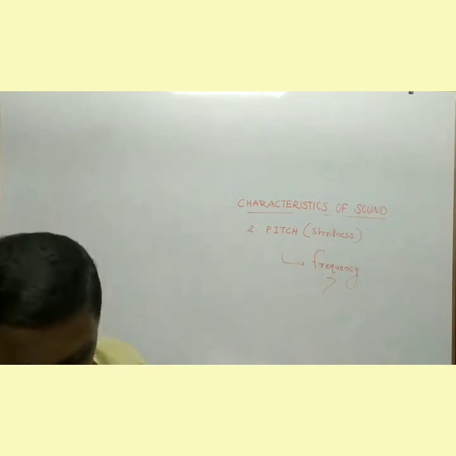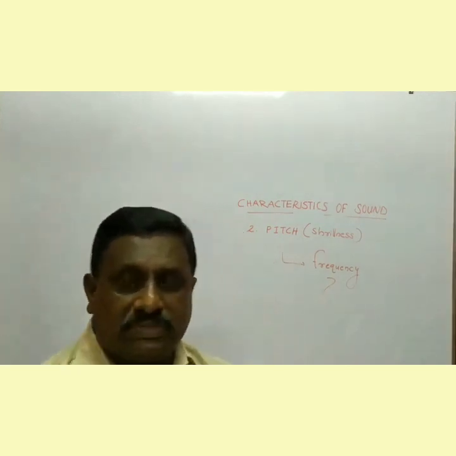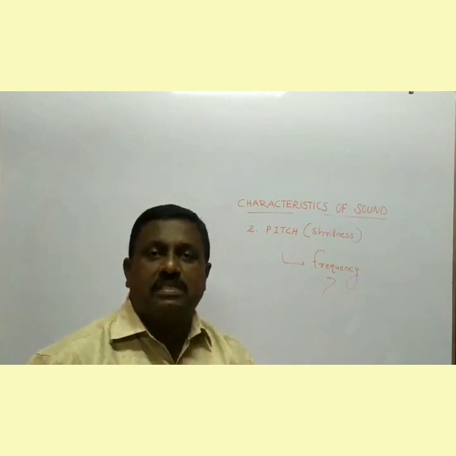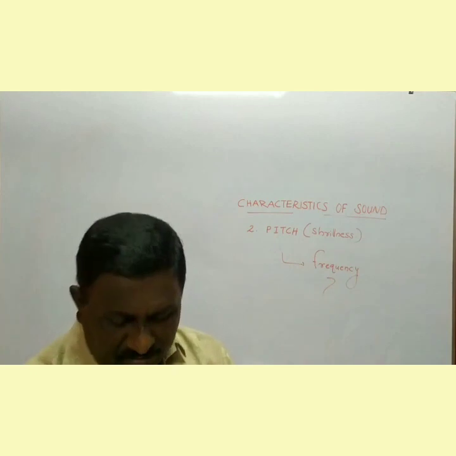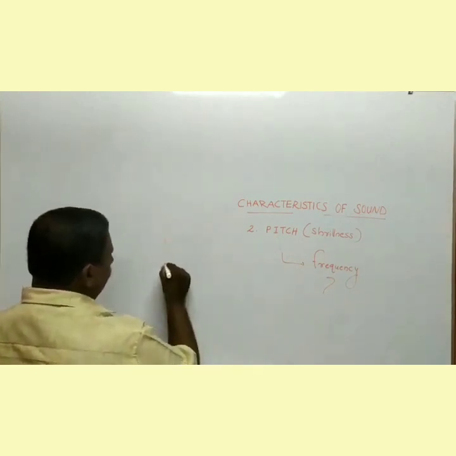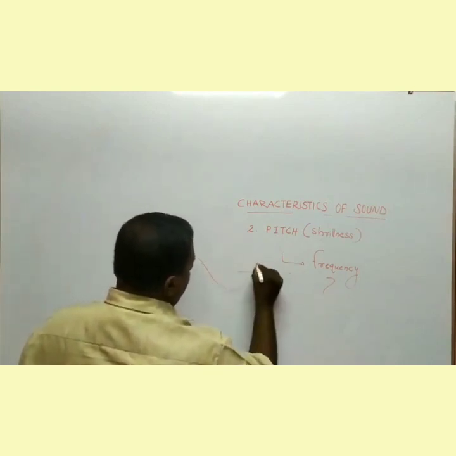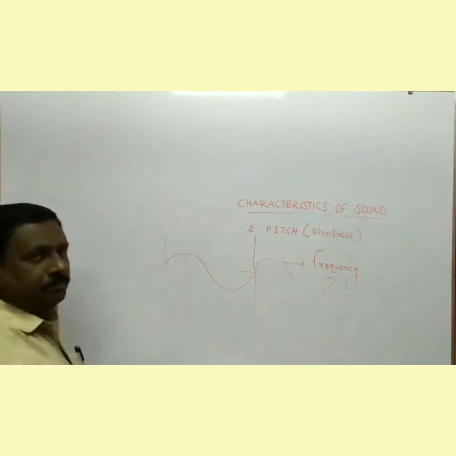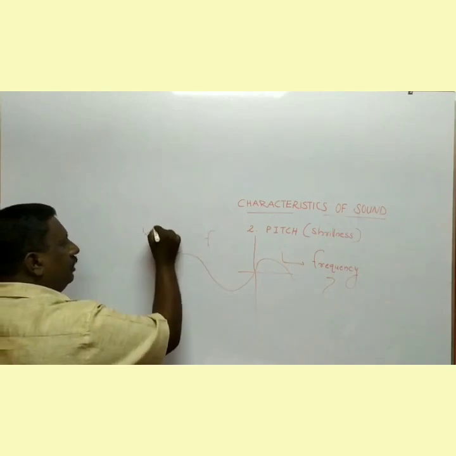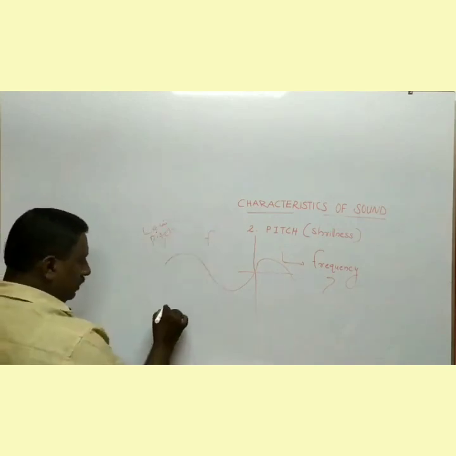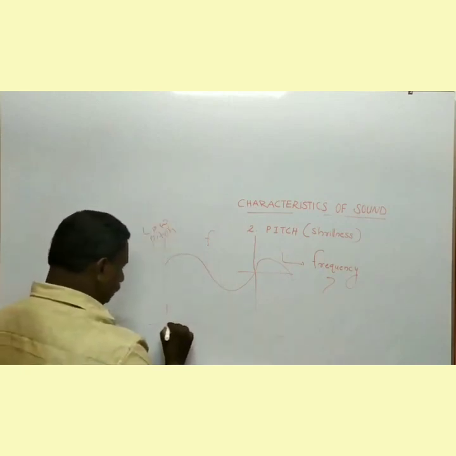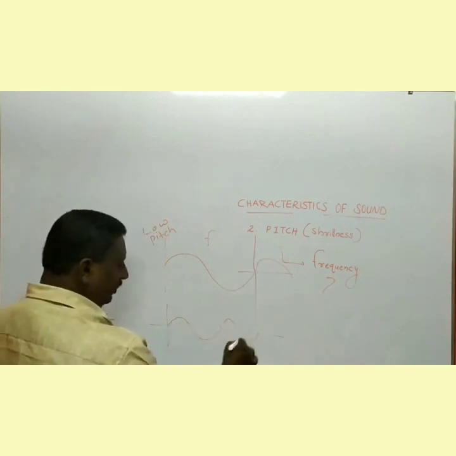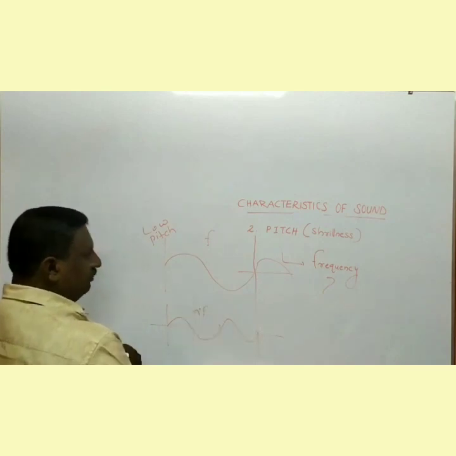There is a diagram in your text on page number 169. Low pitch notes, that means its frequency is less, and high pitch note, that means frequency is greater or larger. Suppose this is a low pitch graph. Here one wave is completing. Here the frequency is F. It is low pitch. Another case, the same thing, here first wave and the second wave, that means the frequency is 2F, it is high pitch.